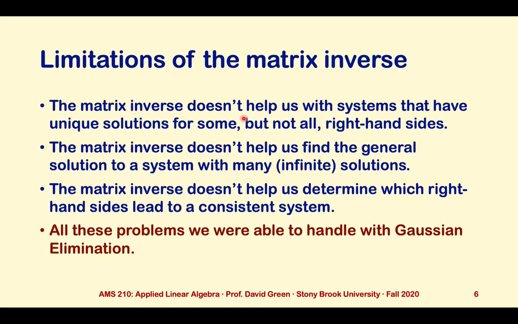It can't help us with problems that have unique solutions for only some, but not all right-hand sides. It can't help us find a general solution if we have many solutions. And it doesn't help us figure out which right-hand sides lead to a consistent system when some do and some don't. However, all of these problems we were able to handle with Gaussian elimination. So this raises a question: how useful is the matrix inverse really if there's this large class of problems that we can't handle, but Gaussian elimination still could?